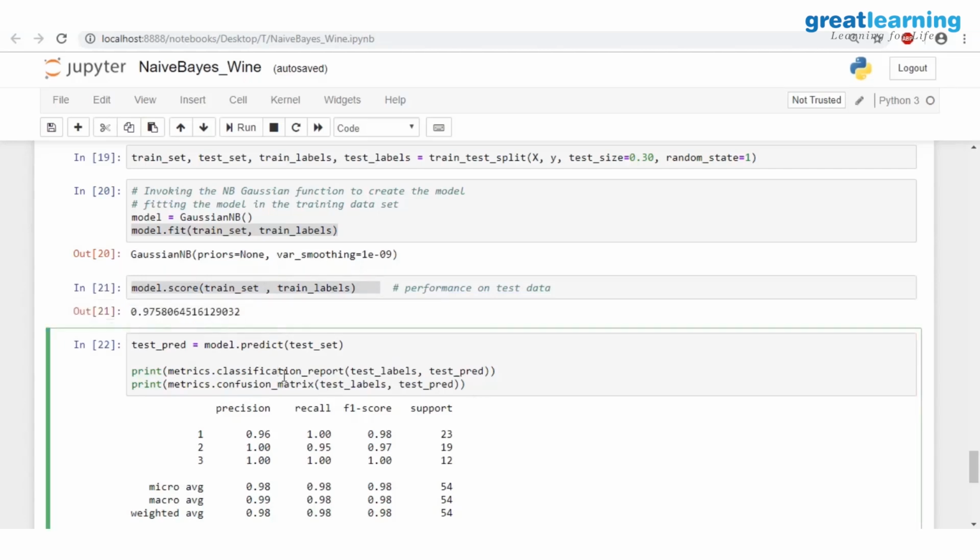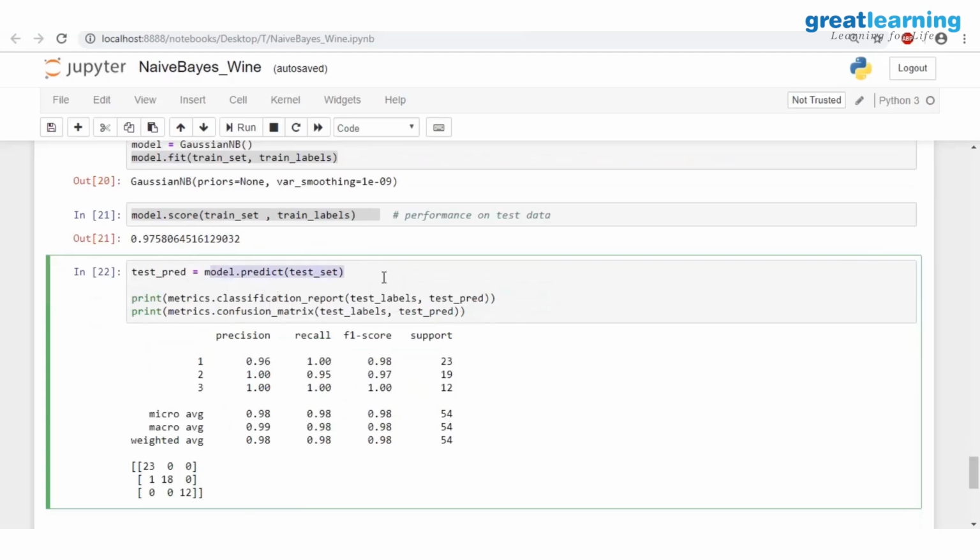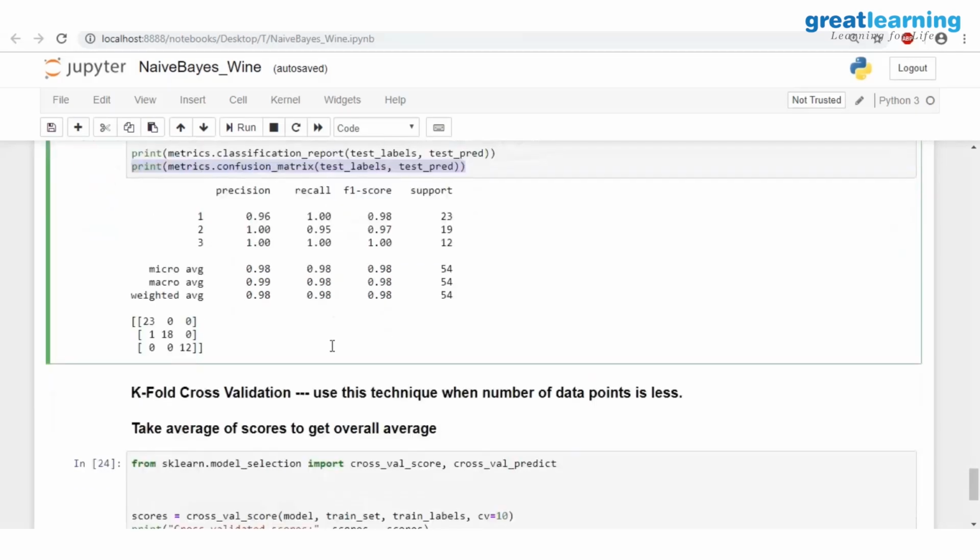While I can also do this model on the test data. Here I'm running the model on the test data. Okay. And in metrics, there is a function called classification report, which gives me all these metrics, recall, precision, everything in one shot. If you're interested, you can separately print the confusion matrix also. Now look at this confusion matrix. Look at this.